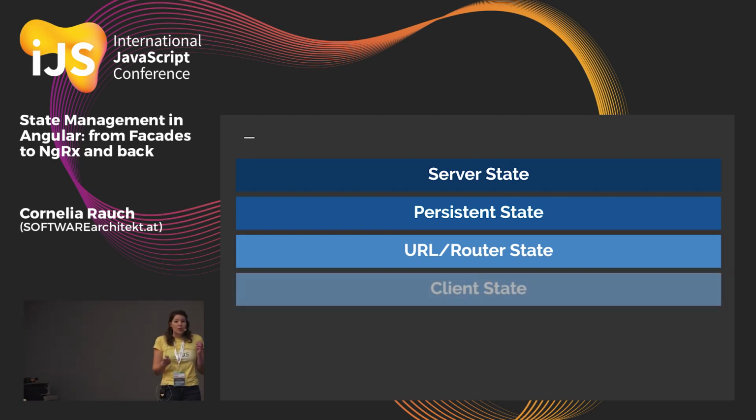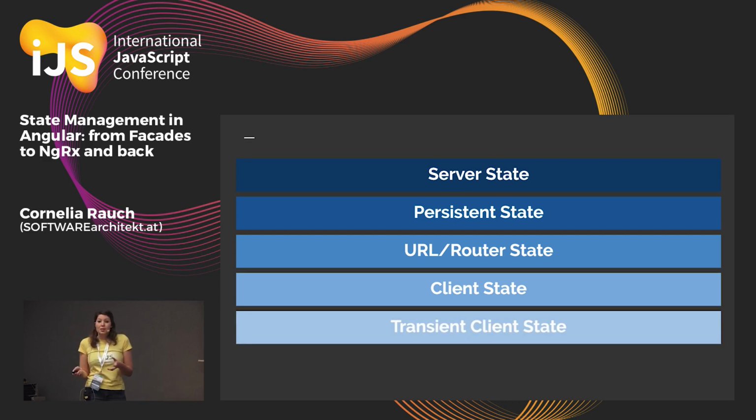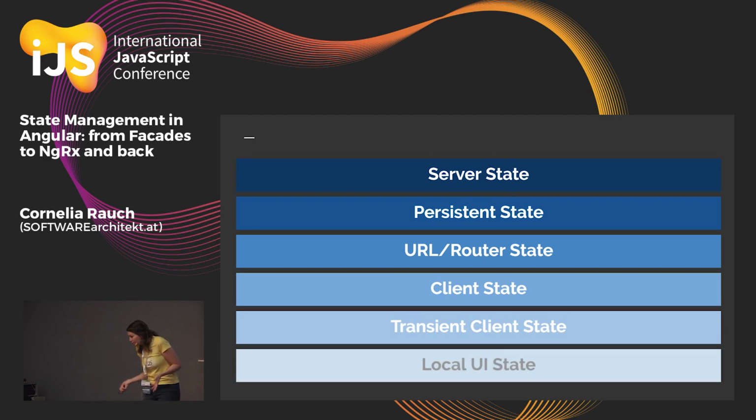Then we have things that are not on the server and just live on the client and can also be represented in the URL. For example, a filter you're applying to your web application, and when you refresh it, you want this filter to be still active. This is called client state. Very similar to that, we also have transient client state, which is the same, but it's not represented in the URL. And then last but not least, we have local UI state. So that's a lot of categories you can use to consider your state.